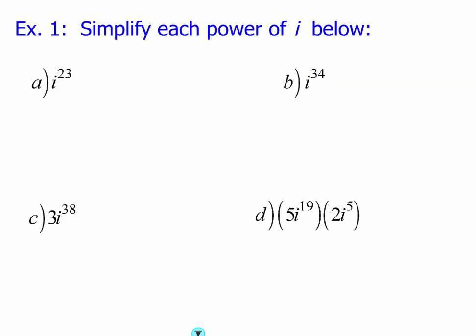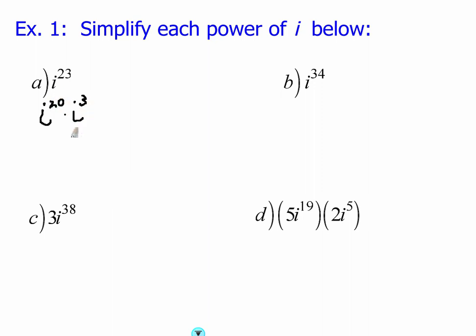So if I look at, for example, i to the 23rd power. Okay, i to the 23rd. We look at this and ask, what is the biggest multiple of 4 that's smaller than 23? Well, the biggest multiple of 4 that is smaller than 23 is 20. And then I do 23 minus 20. That's 3. So now i to the 23rd is the same thing as i to the 20th times i to the 3rd.